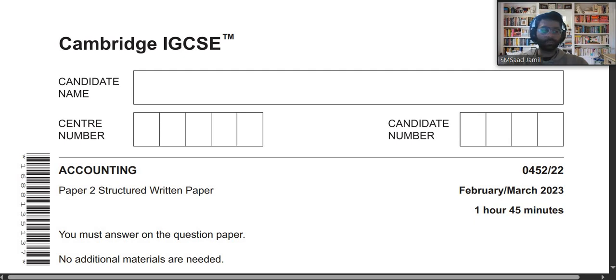Bismillahirrahmanirrahim. Before we start the paper, we ask Allah subhanahu wa ta'ala to help us. We are doing 045 to 22 February March 2023. I have already uploaded the first and second question. I will mention the questions in the comments below as well. Today we will be moving on to the third question, inshallah.